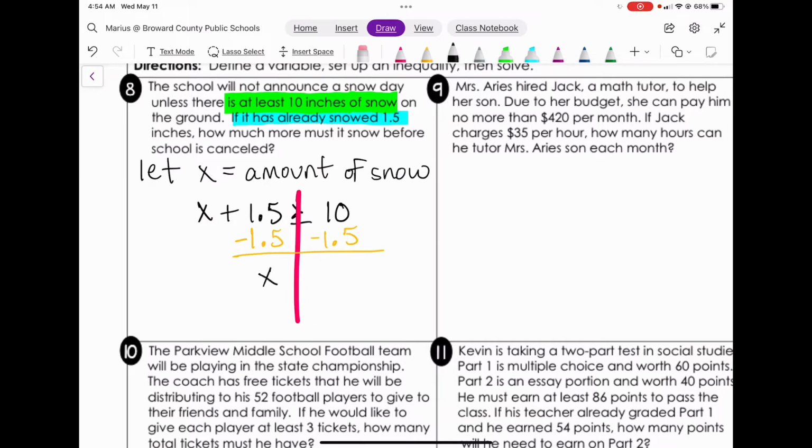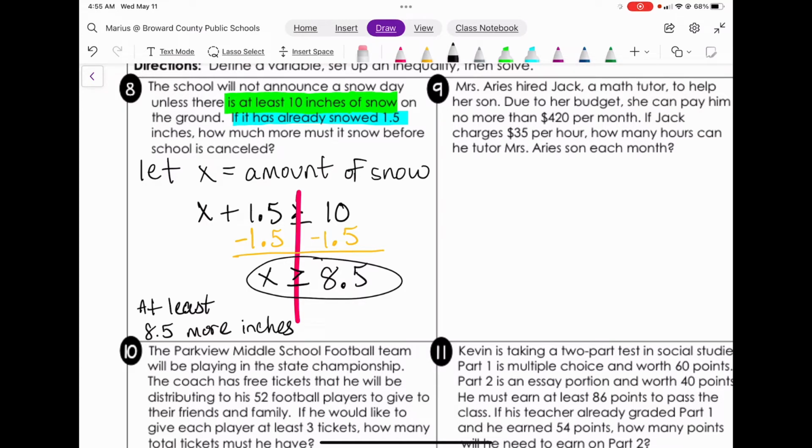And when we do that, that becomes x is greater than or equal to 10 minus 1.5, which is 8.5. So this tells us that at least 8.5 more inches. Okay, that's how we translate that.